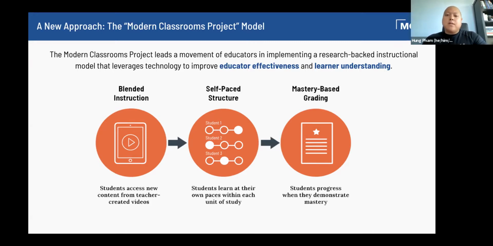Speaking of their own pace, they're learning on a self-paced structure, because not all learners learn at the same pace. And then ultimately, we're not passing on students due to compliance or completion. We're really making sure that they pass these mastery checks, or what you may already be implementing called exit tickets, to make sure that they have mastered previous content before moving on to the next.